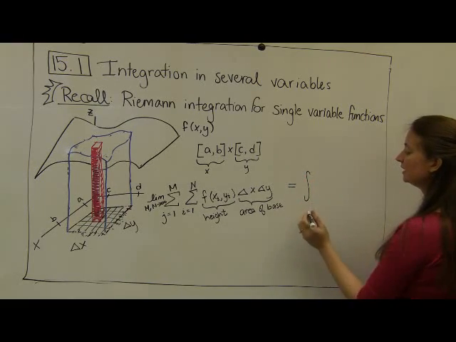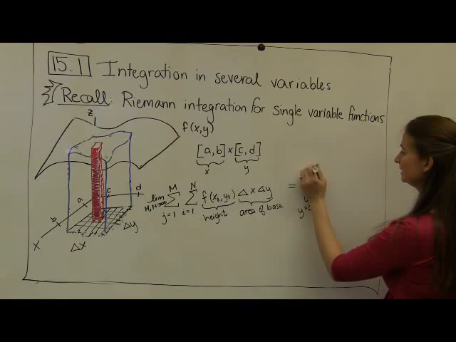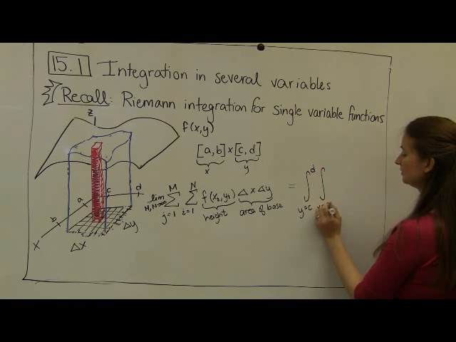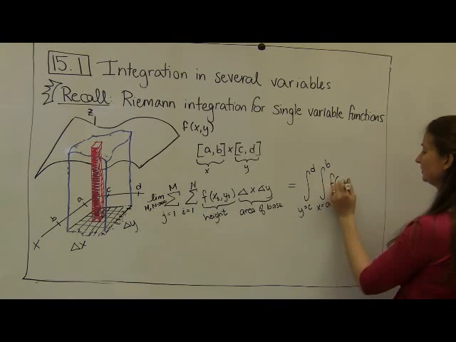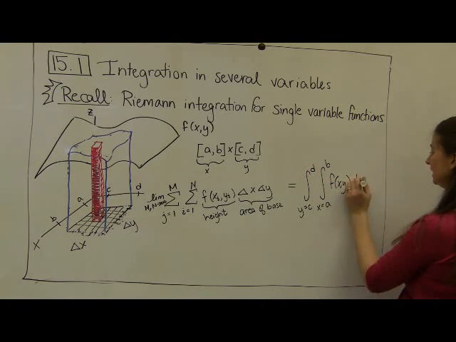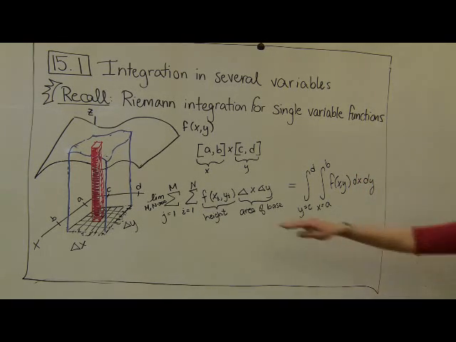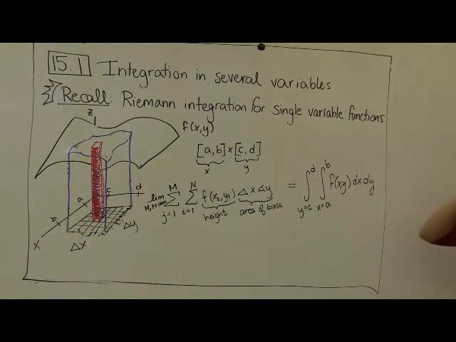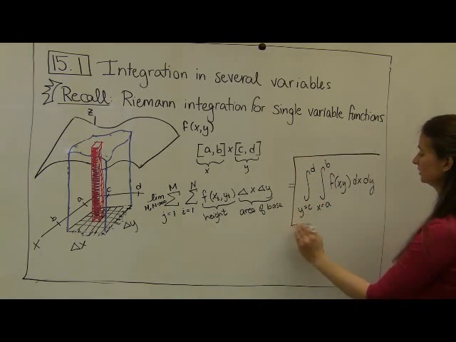This ends up being the integral as y goes from c to d, the integral as x goes from a to b of f of x, y dx dy. If this limit exists, then this is how we define our Riemann integration. So maybe this is something that I should box, because this is our definition of double integral.